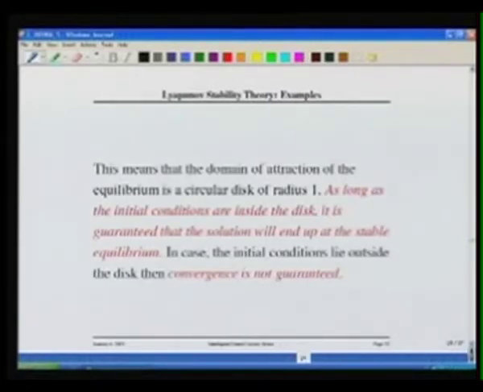So, this means that the domain of attraction of the equilibrium point is a circular disc of radius 1. As long as the initial conditions are inside the disc, it is guaranteed that the solution will end up at the stable equilibrium, that is origin 0 0. In case the initial condition lies outside the disc, then convergence is not guaranteed.